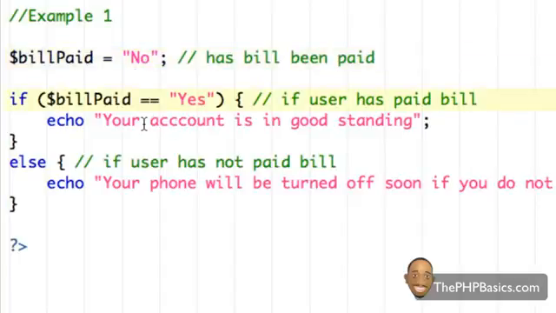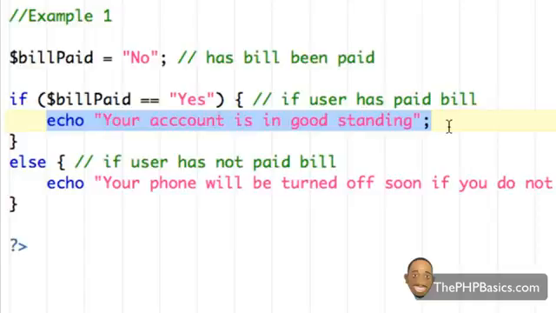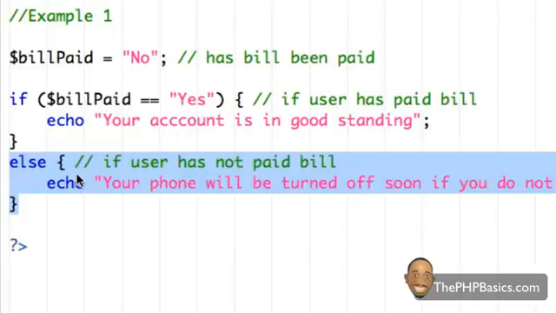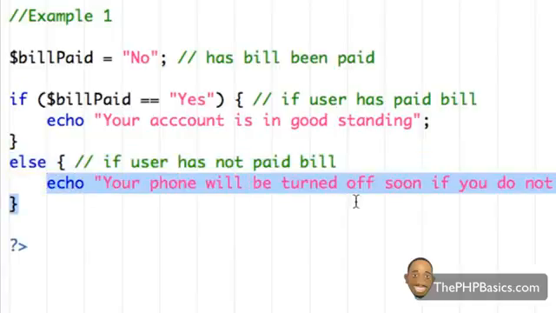So the next time that we come to this if statement, we're going to evaluate this condition again, and we're going to see that bill paid now contains the string no, which is not equal to the string yes. So this time we're not going to execute this portion of the if else statement. We're going to skip this altogether and go to this else portion of the if else statement and execute this segment of PHP code.